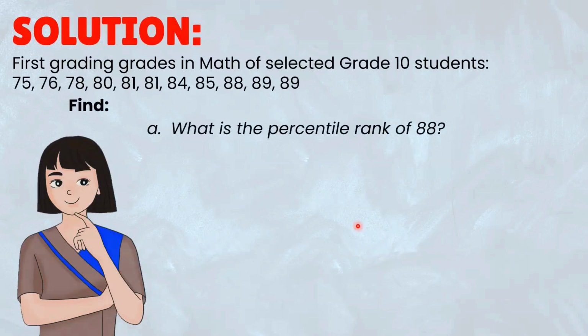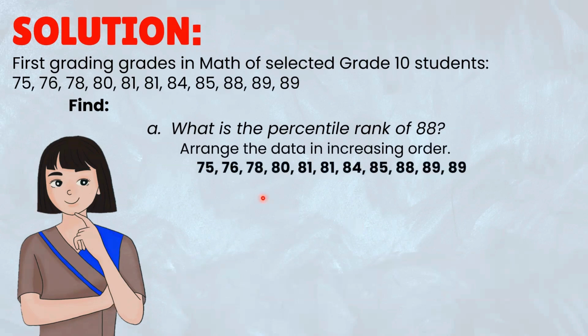Let's first find the percentile rank of 88. First, we have to arrange the data in increasing order. So we have here 75, 76, 78. Okay, so our data is already arranged. We just simply copy it. Second step, we locate the position of the 88 value. So 1, 2, 3, 4, 5, 6, 7, 8, 9. It's located in the 9th position.